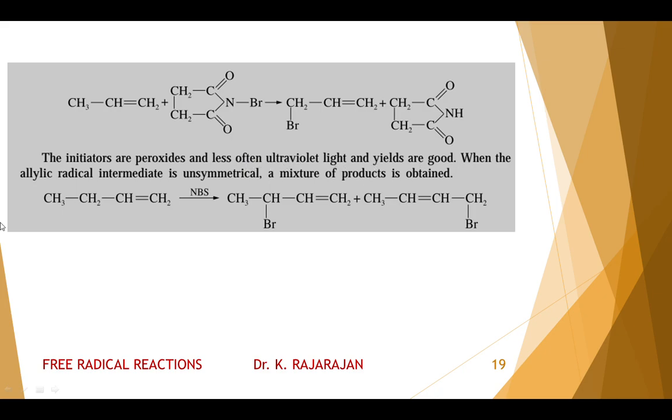When the allylic radical intermediate is unsymmetrical, a mixture of products is obtained like this. Here you can see the unsymmetrical alkene. When it reacts with N-bromosuccinimide, you will have a mixture of products. That is, two products are formed.